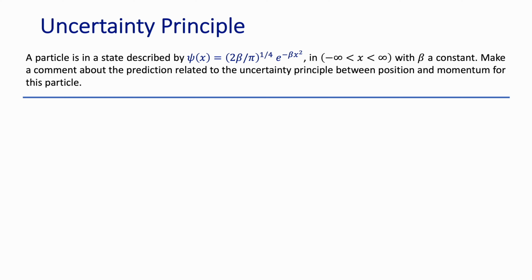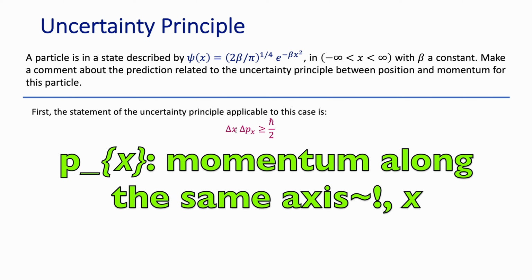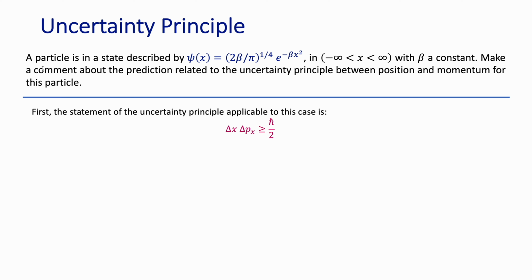So how do we do that? Remember that the statement of the uncertainty principle that is applicable in this case is the uncertainty in the position times the uncertainty in the momentum along the same direction should be larger or equal to a constant, in this case h bar over 2.